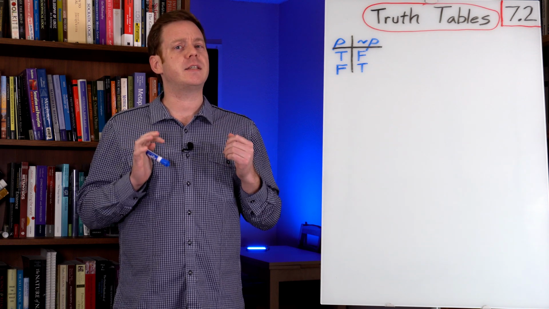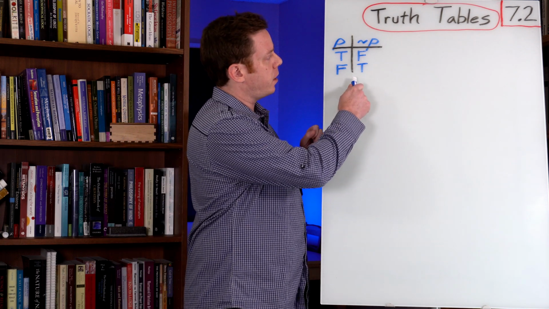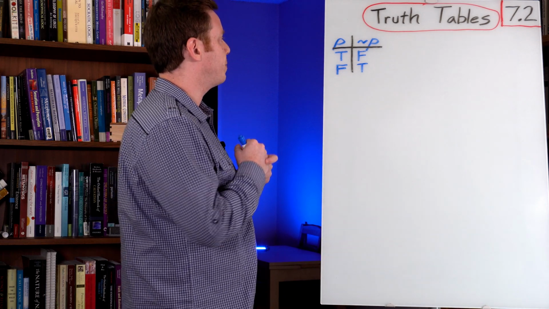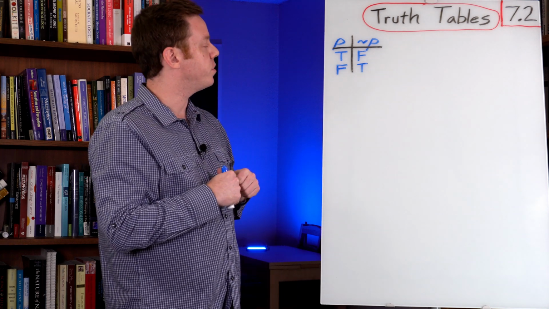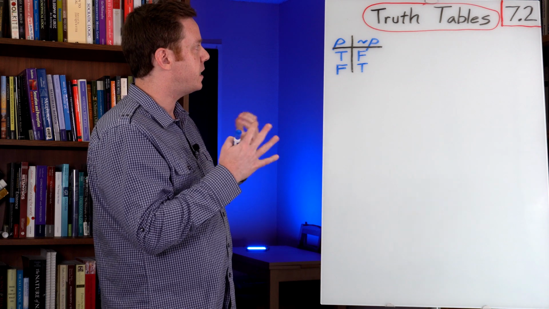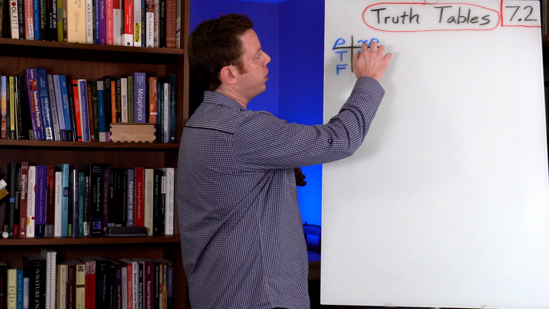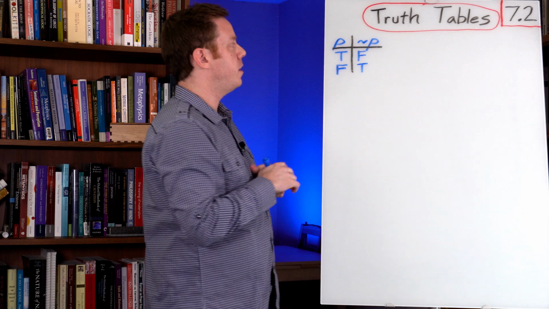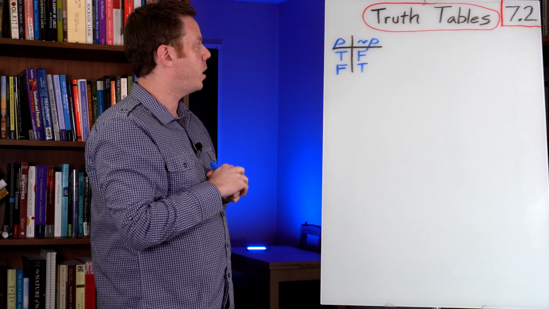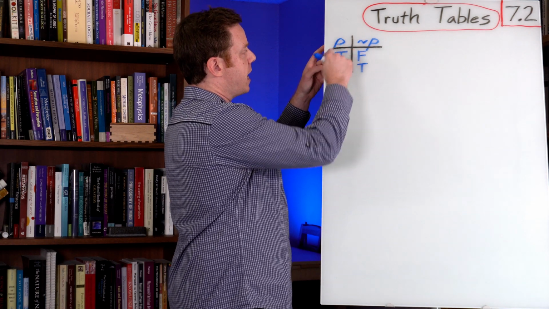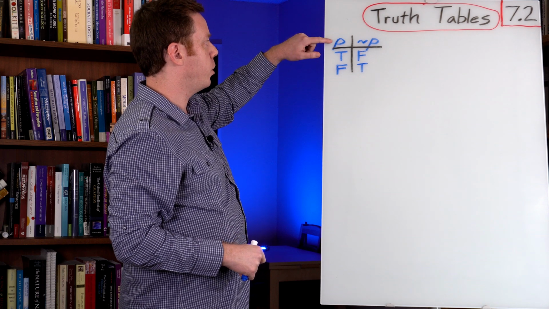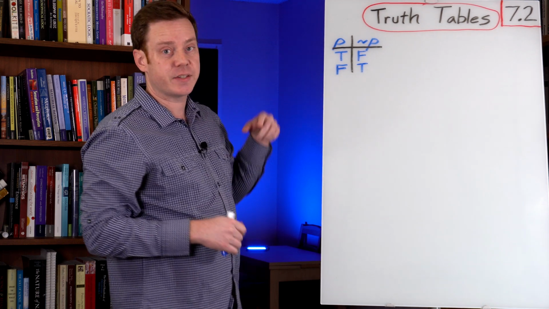So what is a truth table? This here is an example of a truth table. More specifically, this is a truth table that shows the meaning, the definition of our logical operator for not, the negation, or tilde here. On the left, you have a vertical column where you have a lowercase italicized p.